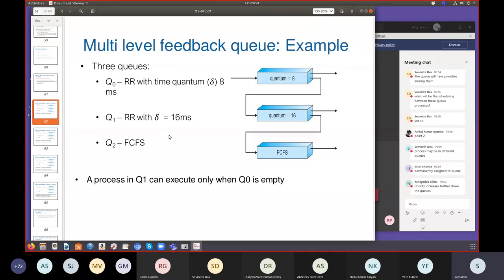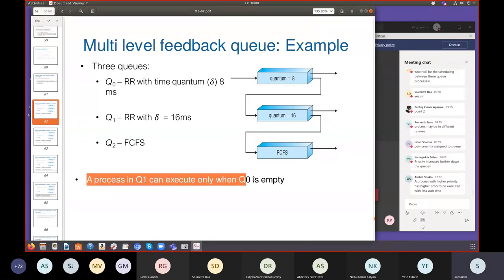Yes, of course, priority decreases further down the queue. So Q0 has the highest priority. Processes in Q1 have slightly lesser priority. Processes in Q2 have even lower priority, and so on. That's what is written. A process in Q1 can execute only when Q0 is empty. However, why do you think the time quantums are different? What is the idea there?